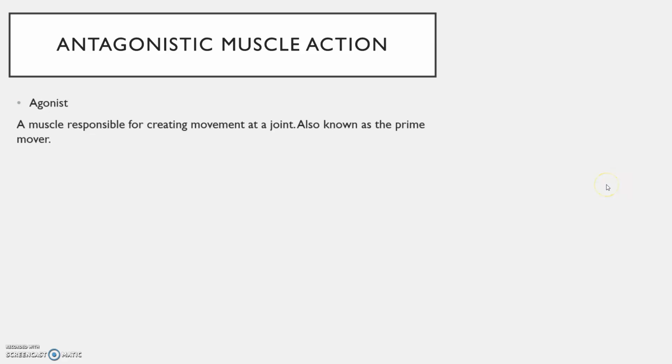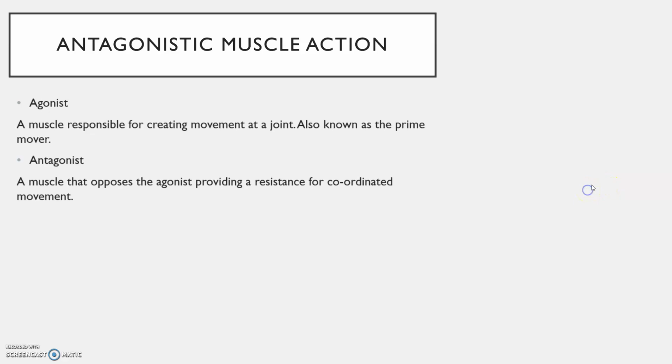Now, on the flip side to that, the opposite is the antagonist, and the antagonist opposes the agonist. It's a muscle that opposes the agonist, providing resistance for coordinated movement. That's all we're going to say on the antagonist right now. And then finally, you've got the fixator muscle. The fixator muscle essentially stabilizes part of the body whilst that movement is being produced.